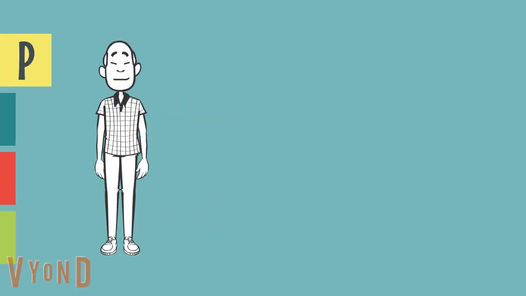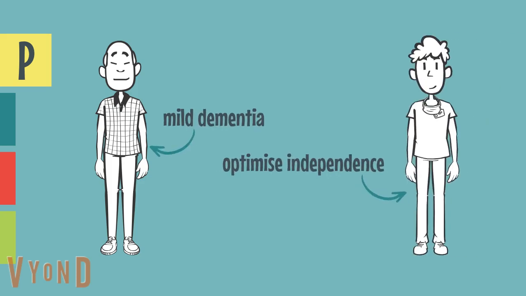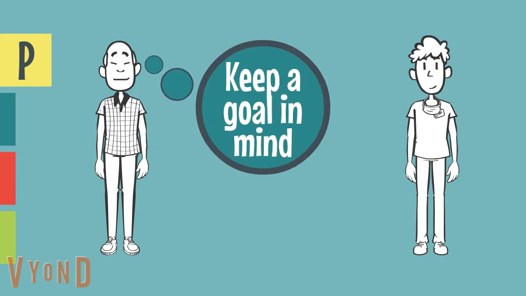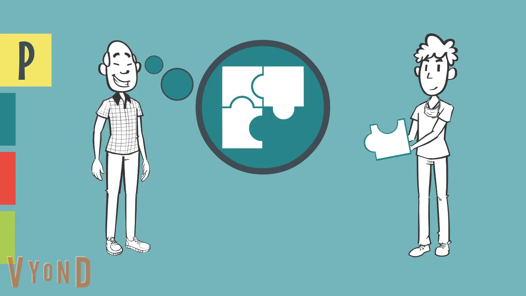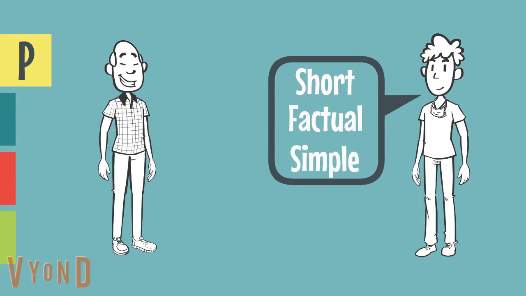At the planned stage, the person will have mild dementia, so the carer's role is to optimise independence and existing skills. A person operating at this level will be able to keep a goal in mind and work towards completing activities. But they might struggle with problem solving, so they might need a carer on standby to help with any problems that arise. When communicating, carers should keep sentences short, factual, and simple.